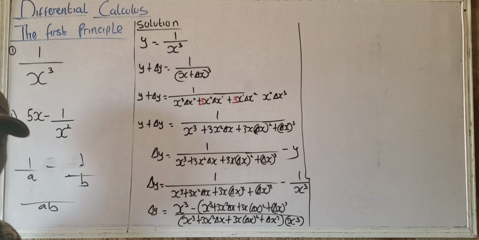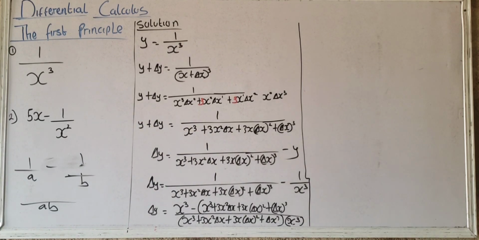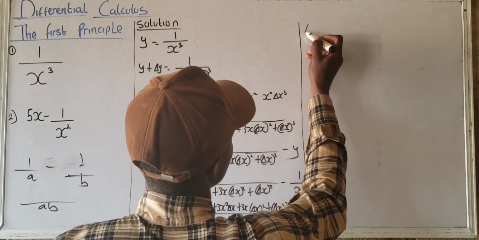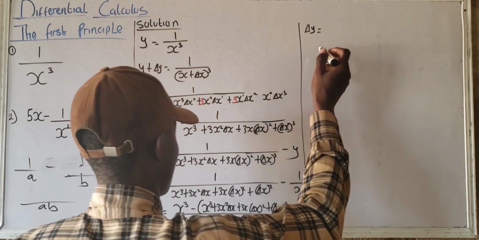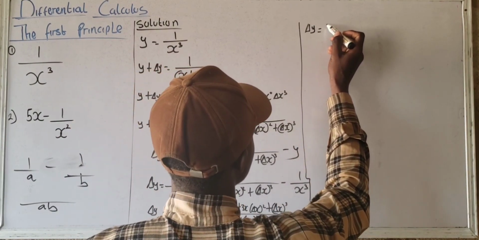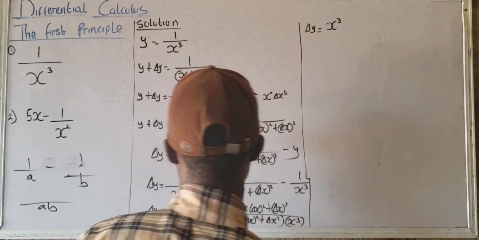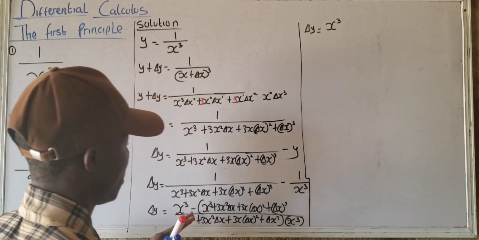Do you understand? Okay, now, having gotten to this point, all you have to do now is to simplify it. Okay? You have to simplify. So here I'm going to have, please pay attention, delta y is equal to x raised to the power of 3, x raised to the power of 3. Now, let us simplify the numerator.